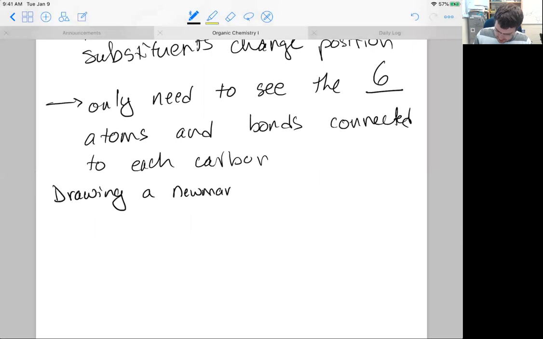And Newman was a scientist. I don't know, so it should be capitalized. I should, but I don't know too much about Newman.